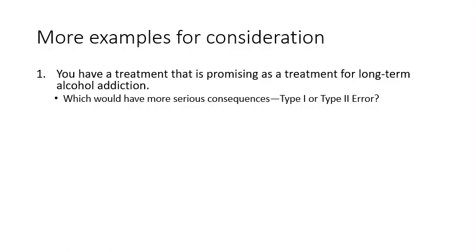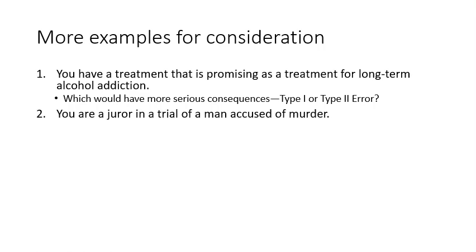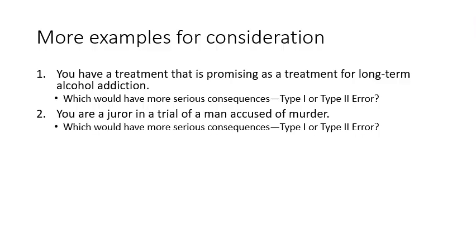Would it be better to put out a treatment that you say works and in truth it doesn't work, but you think it does? Or a type 2 error: you develop this treatment, you hope it works, but then you look at the data and say it doesn't work, but really it would have helped. Which one would be worse? Another example, you're a juror in a trial of a man accused of murder. Which would be worse, type 1 or type 2?